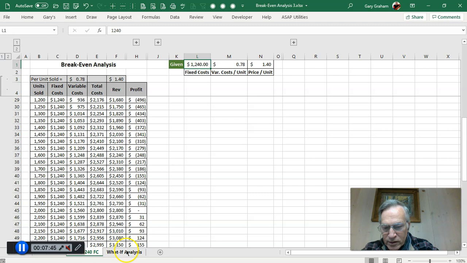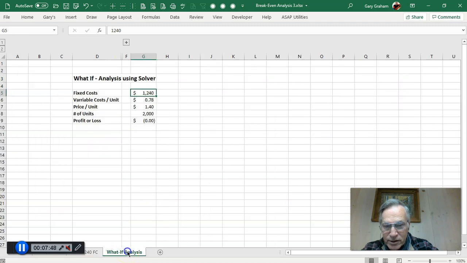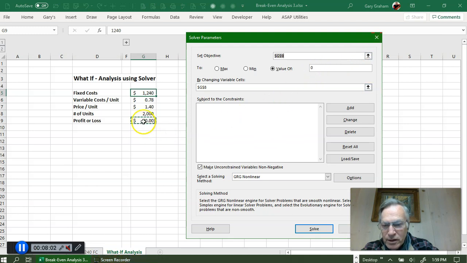Now, one other thing that I've done, and you can totally skip this part because this is another feature that Excel has. It's kind of a what-if analysis, or they used to call it a goal-seek function. Now they call it a solver function. But it's under the Data tab, and you go to Solver, and you say, having set all of this up with your givens again of fixed cost of 1,240, variable cost 78 cents per unit, price per unit of $1.40, number of units 2,000, my profit or loss 0. That's my break-even point. We already established that.